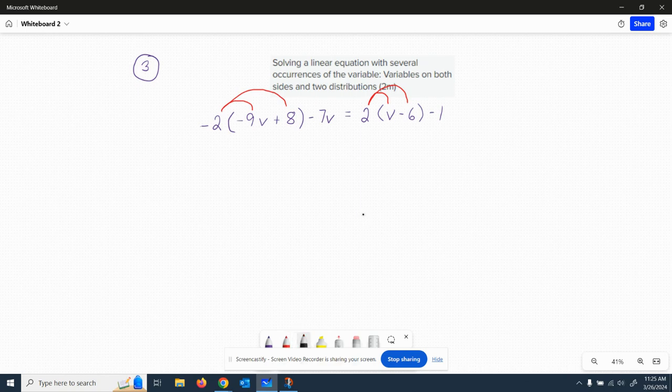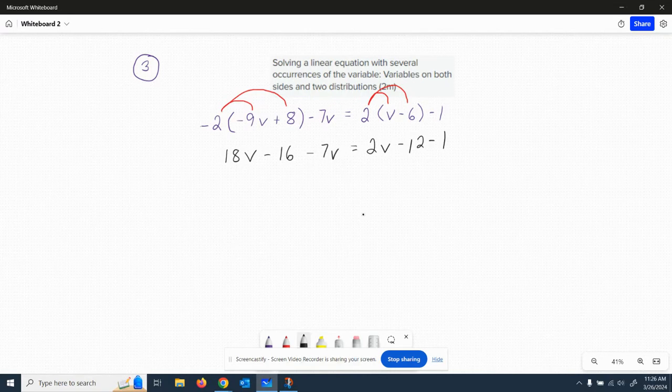All right, let's start the math on this. The negative 2 times negative 9 is going to give you positive 18v. Negative 2 times 8 is going to give you negative 16. Negative times a positive is a negative. Minus 7v. All right, 2 times v is going to give you 2v. 2 times negative 6 is going to give you negative 12 minus 1.